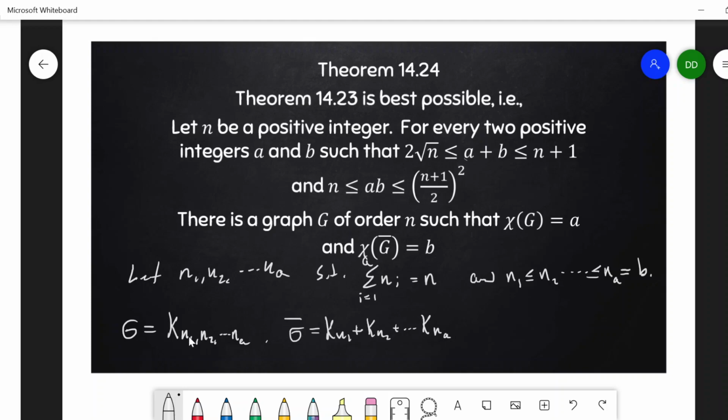So the chromatic number of G, well, that's a complete multipartite graph. There are exactly a partite sets, so the chromatic number of G is a. And then chromatic number of G complement. Well, G complement is a disconnected graph consisting of a bunch of complete graphs, and so this will be the maximum of the chromatic numbers of each of these complete graphs, and that will be achieved here, K n sub a. That's, of course, K sub b, which has chromatic number b. And that gives us exactly what we want here.